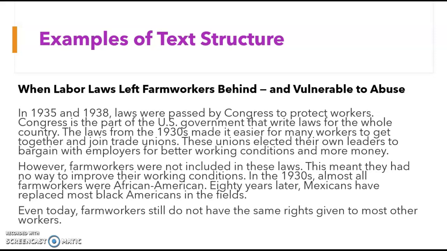Okay, so jumping out of reading again. As you can hear, apparently there must have been some really unfair things going on with workers back in the 1930s. Otherwise, why would anybody want to create laws to protect the workers? Okay, jumping back in. However, farm workers were not included in these laws. This meant that they had no way to improve their working conditions. In the 1930s, almost all farm workers were African American. 80 years later, Mexicans have replaced most Black Americans in the field. Even today, farm workers still do not have the same rights given to most other workers. That sounds like a problem to me.